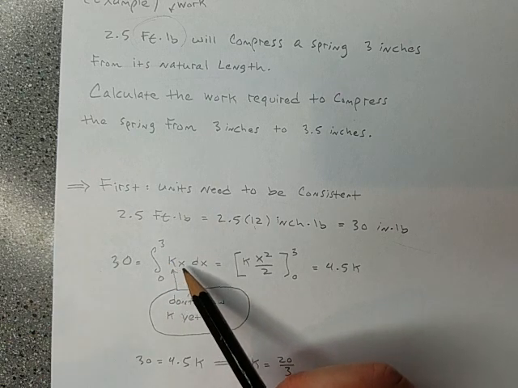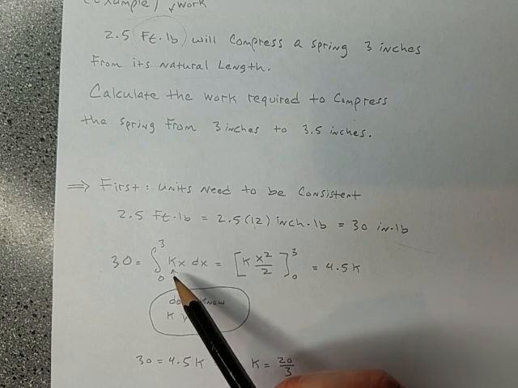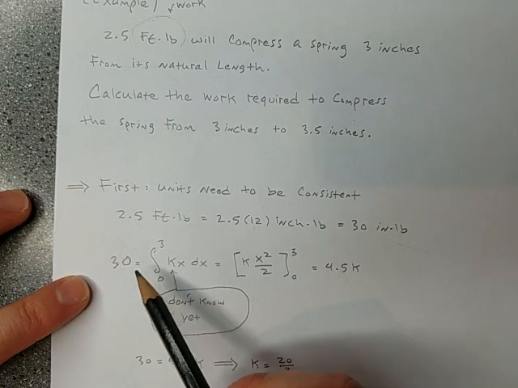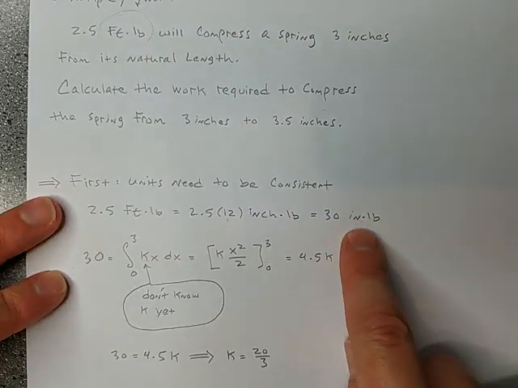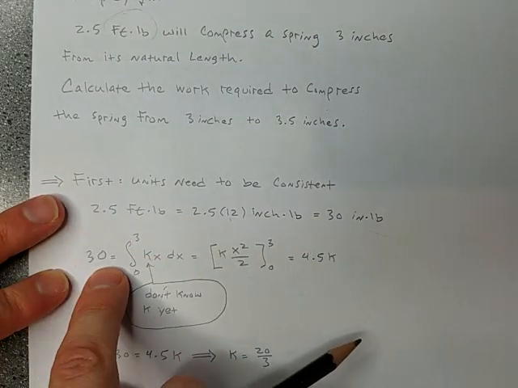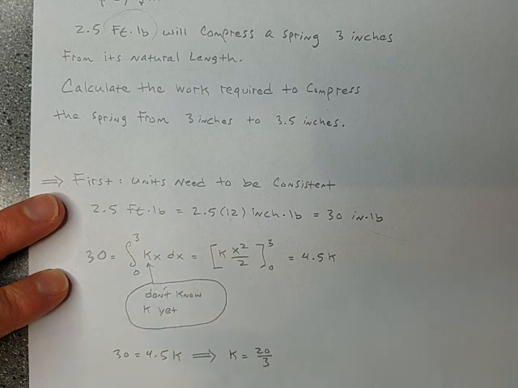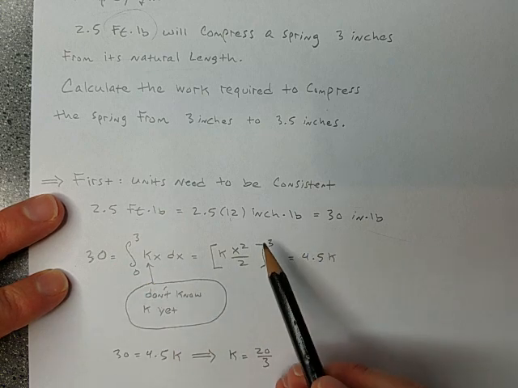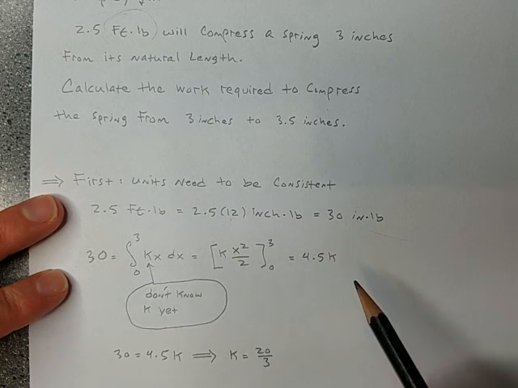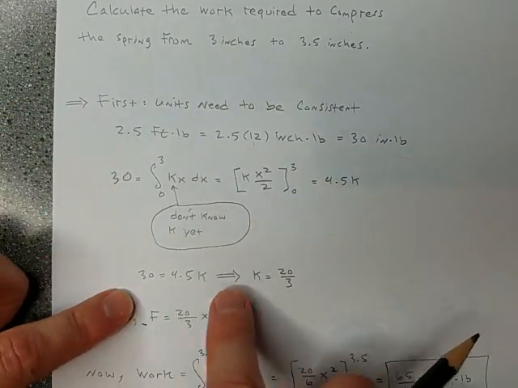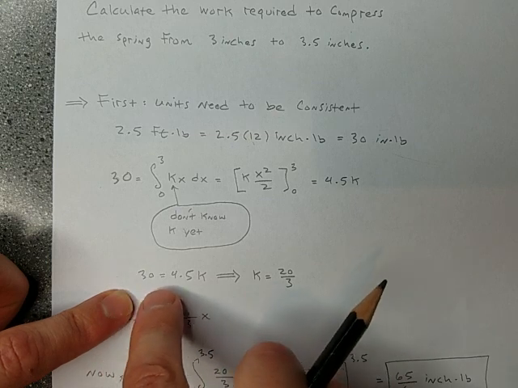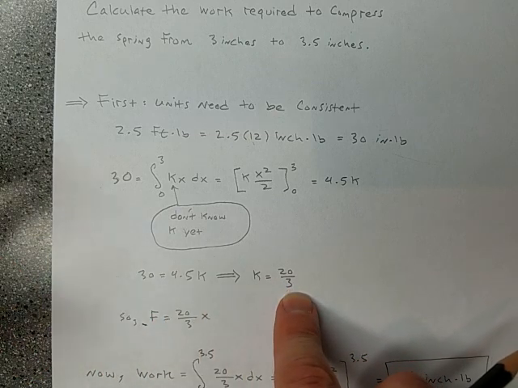We don't know K yet, but there's our governing force equation for the spring. But I know this integral will be 30 because that is the measurement for the work required. So work equals, there's my work integral, and I'll get 4.5 K out of this, all right? So 30 is 4.5 K is what this reduces to. You can solve for K, 30 over 4.5, that turns out to be 20 over 3.